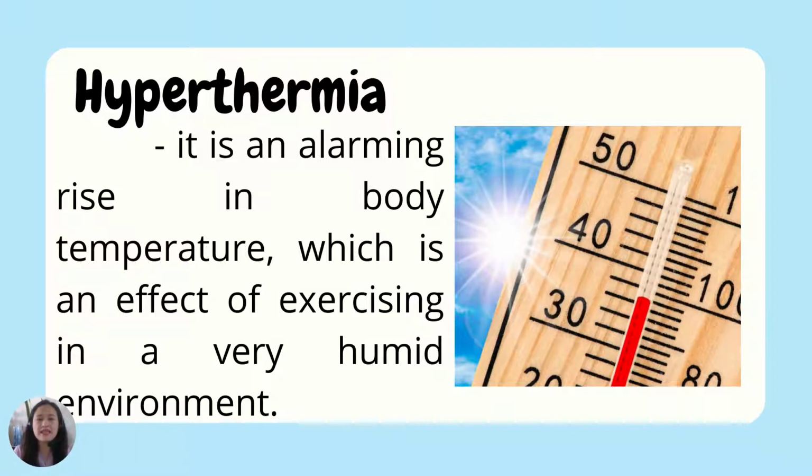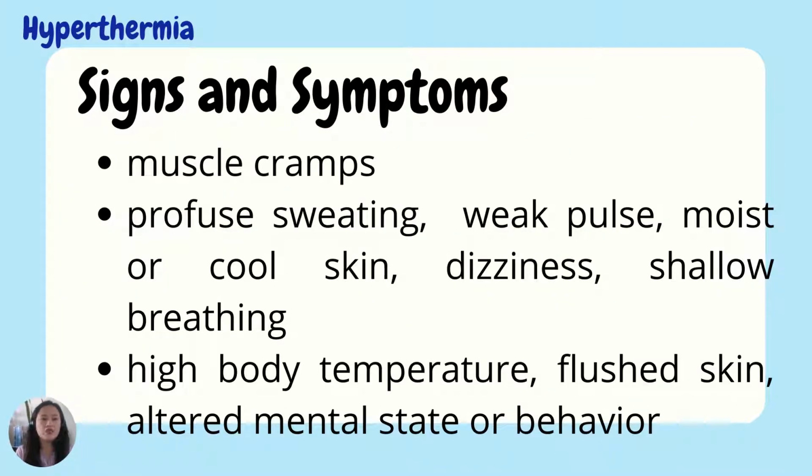Hyperthermia is caused by the inability of your body to regulate its temperature over a high environmental heat. Now, what could be the symptoms of this bodily condition? You might be experiencing muscle cramps, profuse sweating, weak pulse, moist or cold skin, dizziness, shallow breathing. And because of the high body temperature, you can experience flushed skin, or you might experience an altered mental state or behavior.